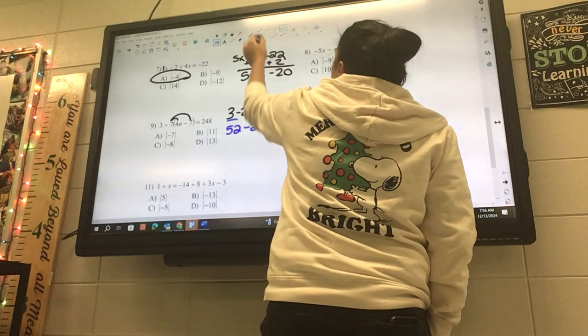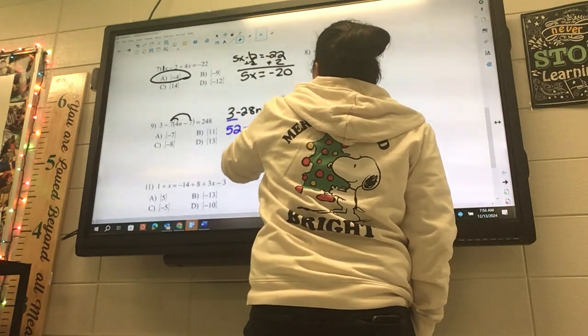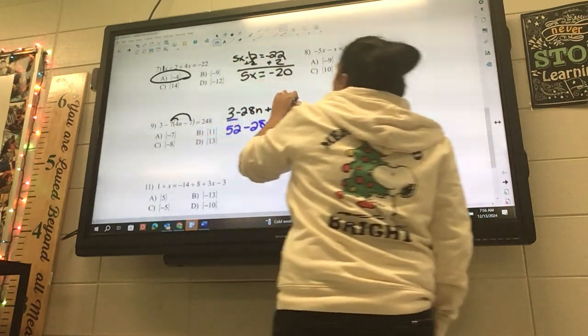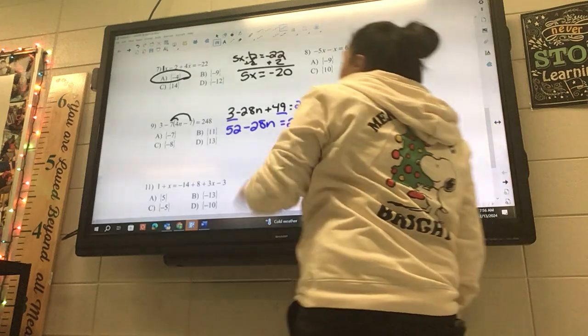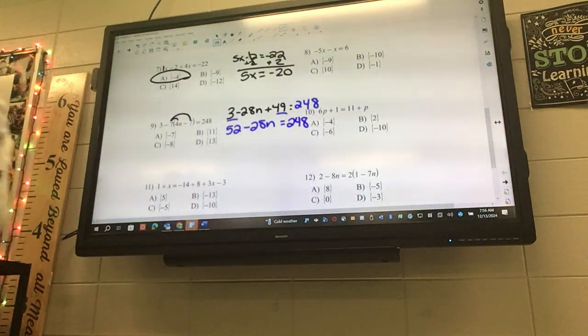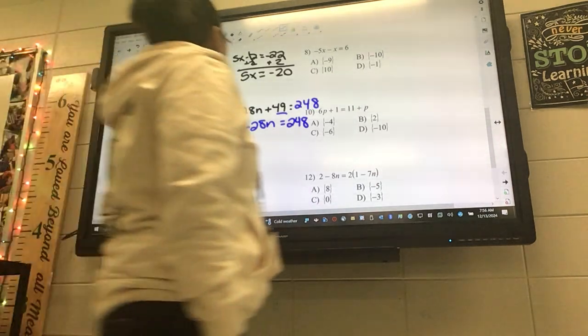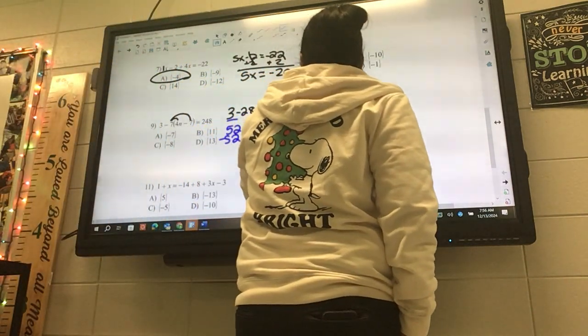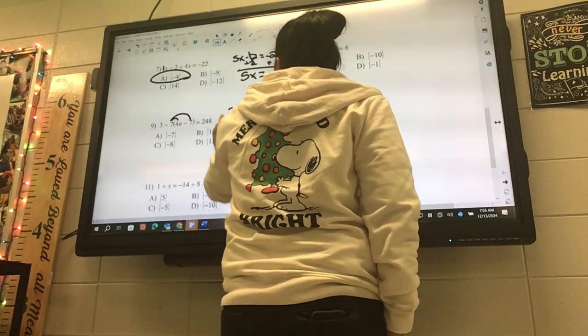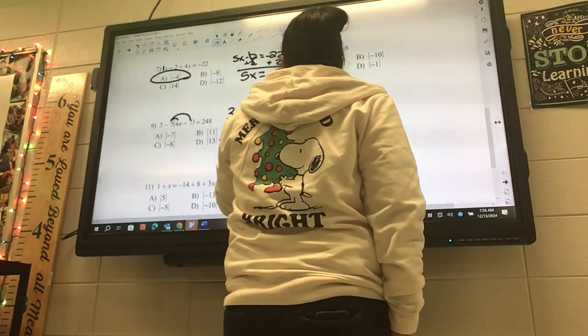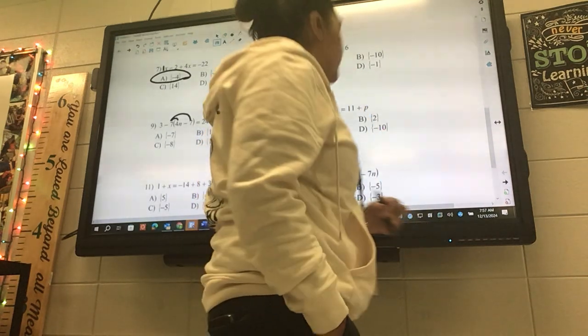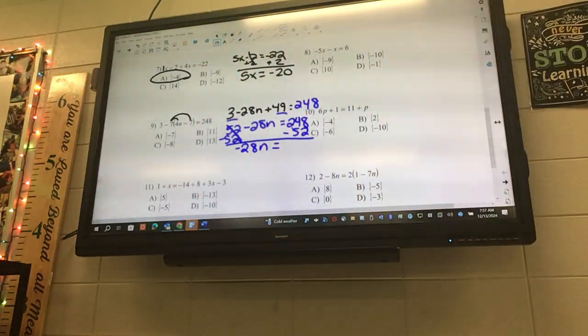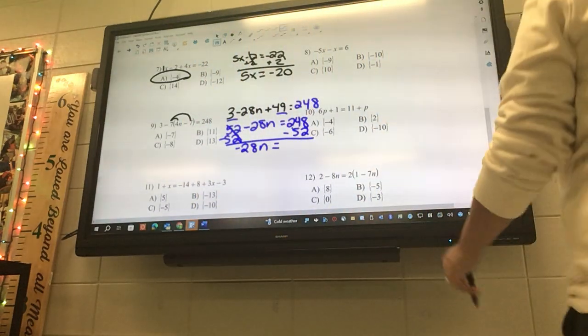248. Oh shoot, I messed this line up. Should be 248, not 284. 248. Okay, and then what needs done? Subtract 52 from both sides. So I got negative 28n equals, what is 248 minus 52? 196.